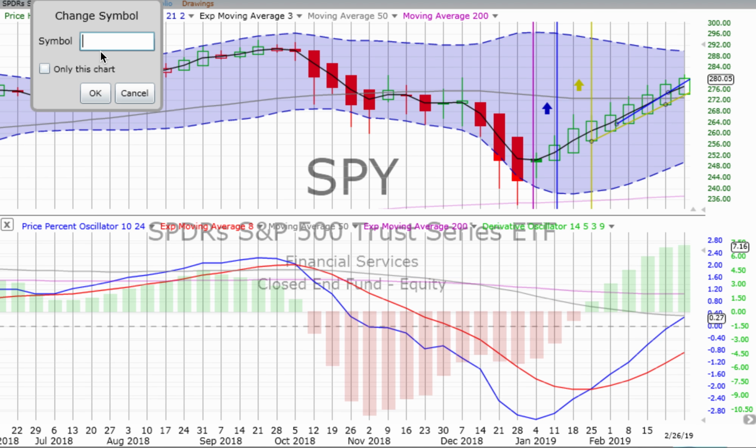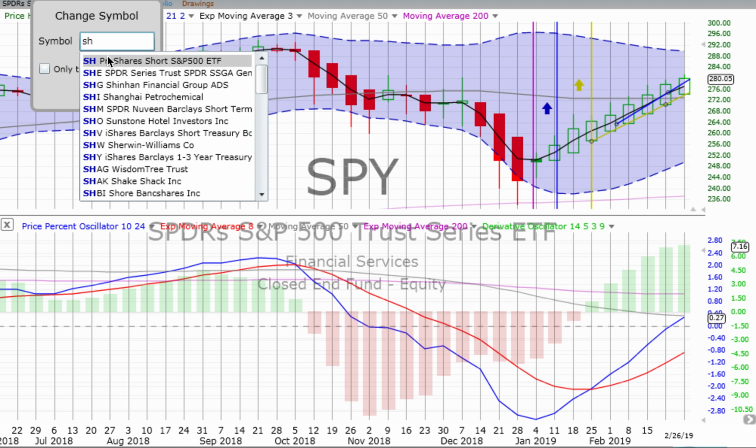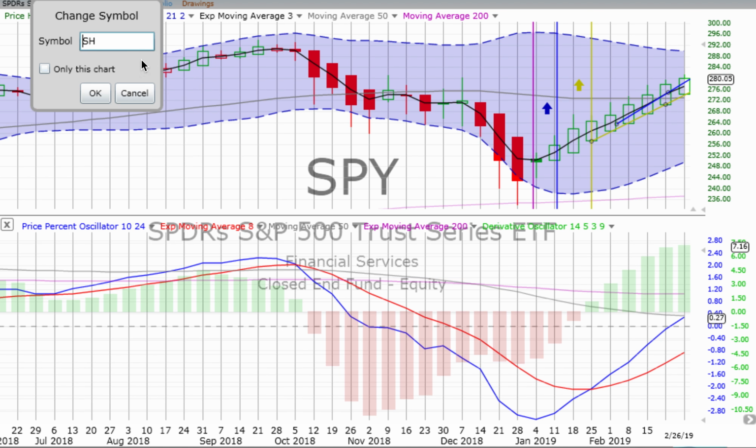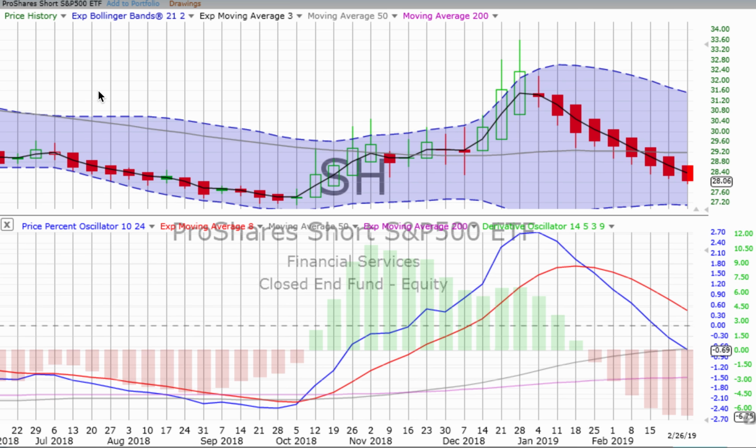But if you look at something called SH, it is the ProShares short of the S&P. What does that mean? Well, let's take a look at it. Bingo! When the S&P is moving up, SH, the short, is moving down. The opposite is true. When the S&P 500 is moving down, SH is moving up. So you have options if you develop just a wee bit of sophistication.